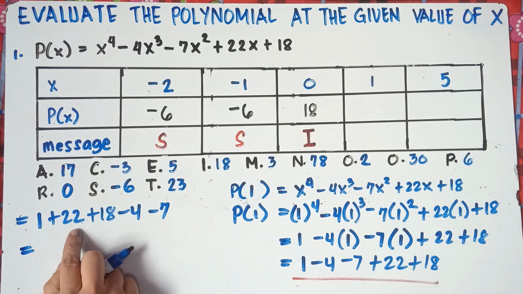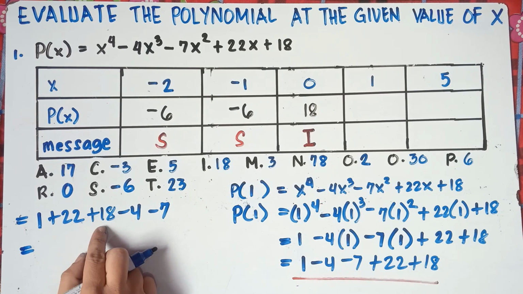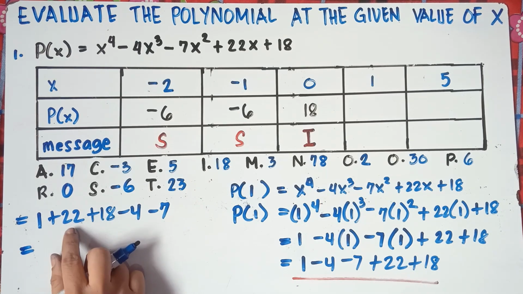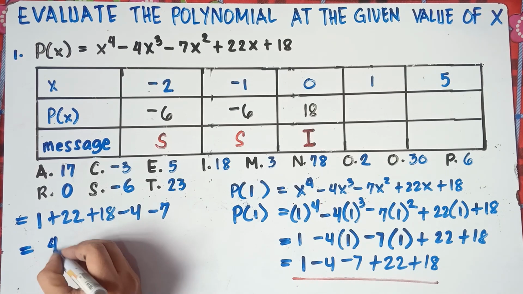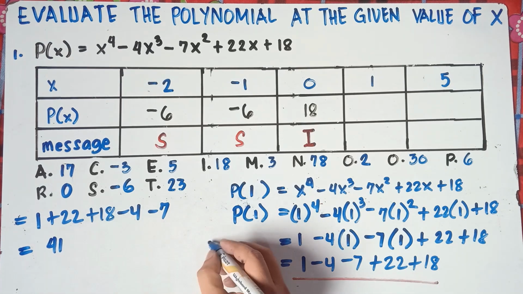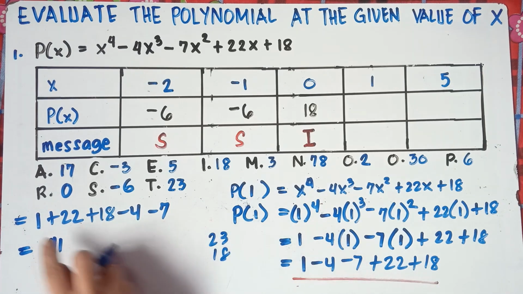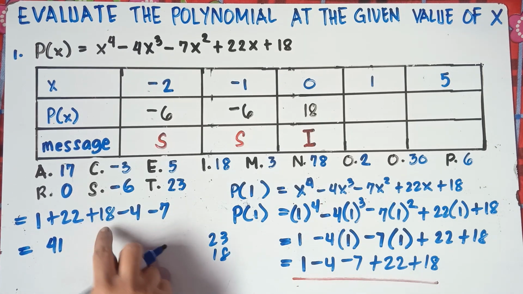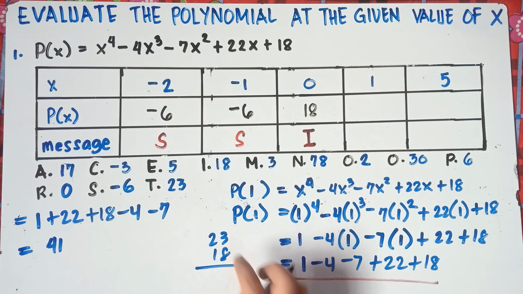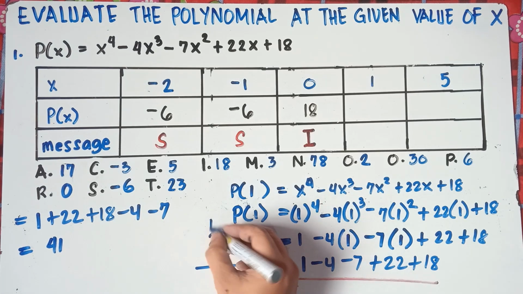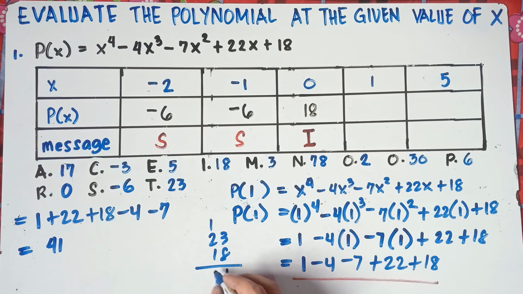This is 1 plus 22. That's 23. Plus 18. Okay, or 22 plus 18, that is 40. Plus 1, that is 41. Alright, so 23 plus 18. 1 plus 22 is 23 plus 18. Let me try that. 8 plus 3 is 11. Carry 1. 1 plus 2 is 3 plus 1 is 4. 41.